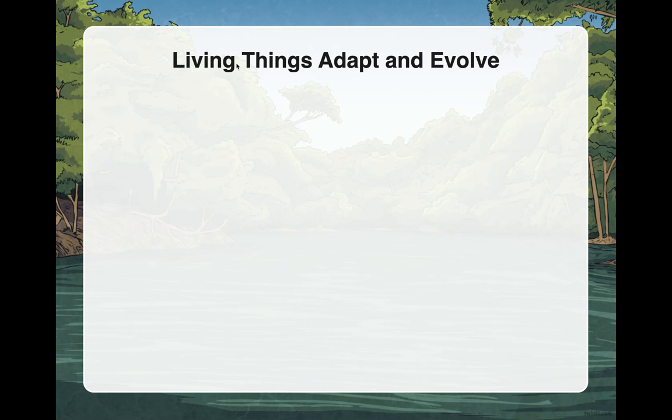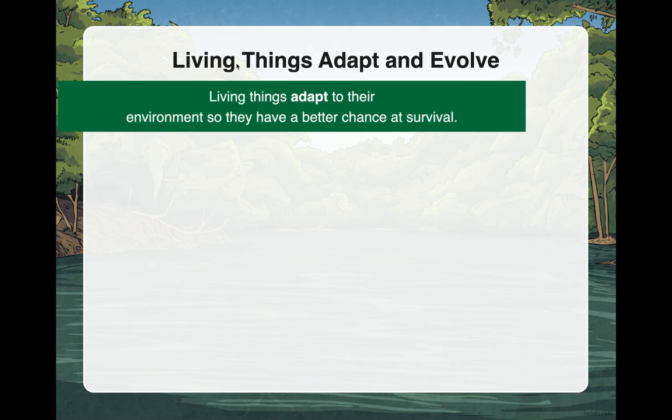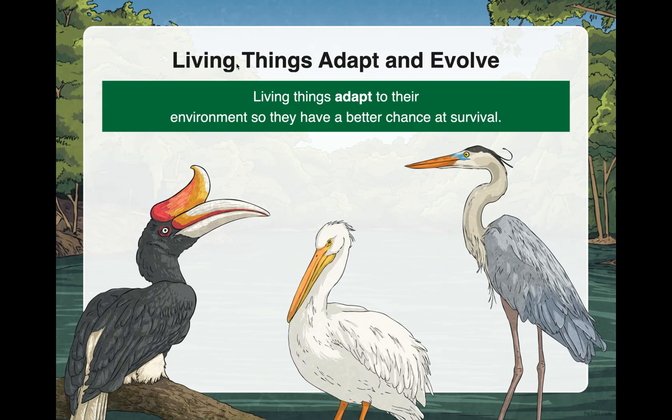And living things adapt and evolve. So they adapt to their environment so they have a better chance of survival. Think of animals. Think of birds who fly south for the winter because of the snow, right? So they adapt to their environment to make sure they have these basic survival instincts. So copy this down, and make sure you highlight or underline the word adapt.